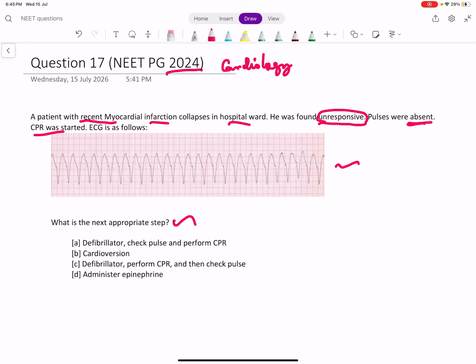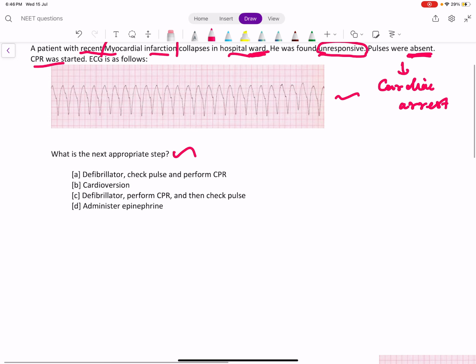So understanding this question: a patient with a history of myocardial infarction, who is in the hospital ward, collapses. He is unresponsive, meaning he has lost consciousness, and pulses were absent. So this is clearly a case of cardiac arrest. It is not a live patient, he has collapsed. It's a case of cardiac arrest.